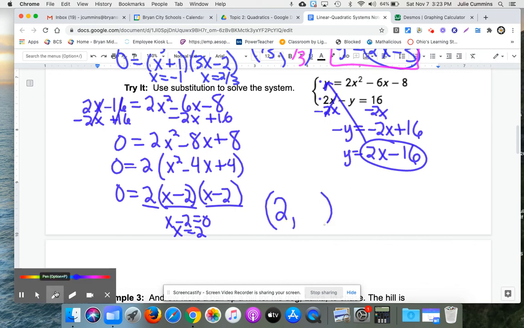To find out that second point, you're going to plug into one of the original equations. This is a great choice. That's easy to plug into. So if you plug that in, you should get -12.